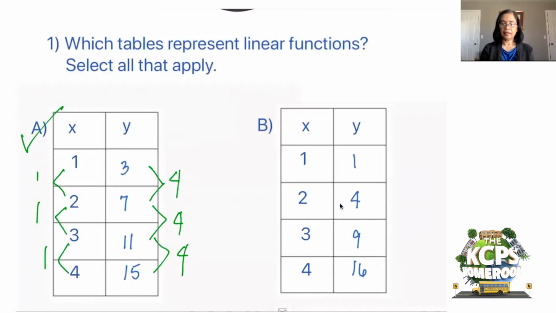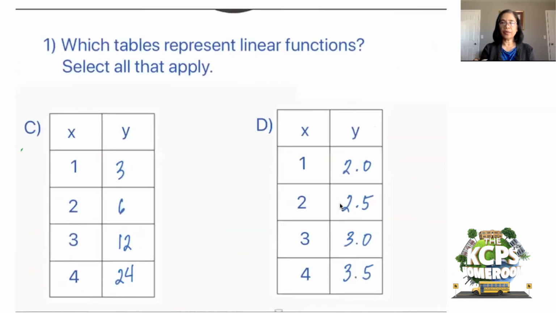Okay, let's look at the second one. From 1 to 2 over these intervals, do we have equal differences? We move from 1 to 4, you now have 3. We move from 4 to 9, the difference here is 5, and the difference here is 7. So our conclusion, this table does not represent a linear function.